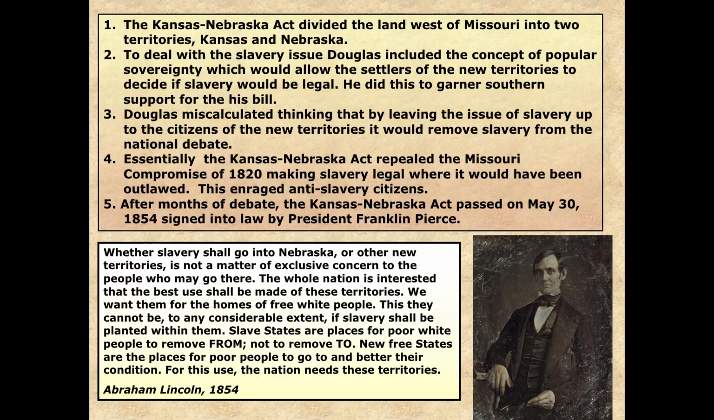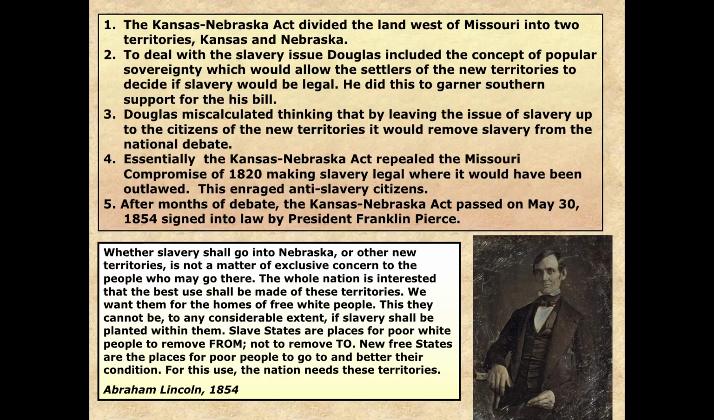So, that's a big issue. Douglas thinks that by leaving the slavery issue up to the citizens of the territory, he wouldn't really have to address this nationally. But here comes his opponent, Abraham Lincoln, also from Illinois, and they're kind of eyeing that same Senate seat. So, spoiler alert, there's going to be a big debate between the two of them about slavery.